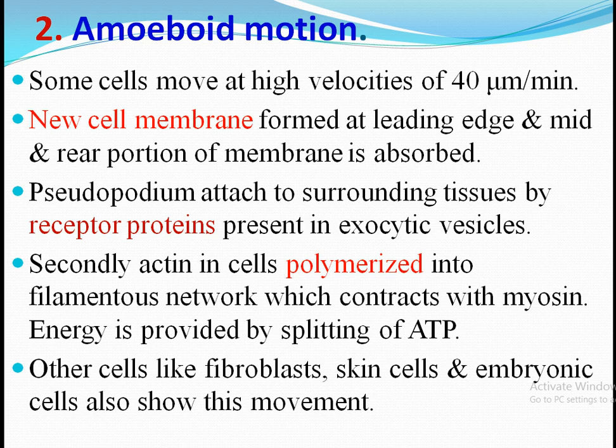Some cells move at high velocities. New cell membrane forms at the leading edge, and the mid and rear portion of the membrane is absorbed. Pseudopodia attach to the surrounding tissues by receptor proteins present in exocytic vesicles. Secondly, actin in the cell polymerizes into a filamentous network which contracts with myosin. Energy is provided by splitting of ATP. Other cells like fibroblasts, skin cells and embryonic cells also show this movement.